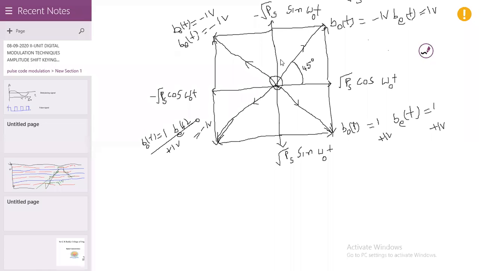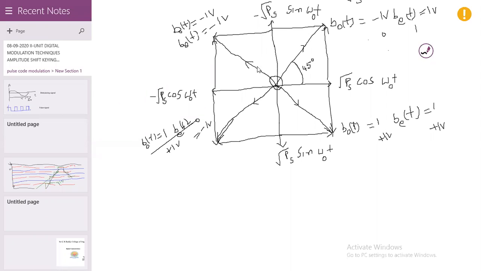And here for the first symbol, this is a 0 1 combination. 0 1 is the symbol combination. The carrier signal is shifted by 45 degrees from the actual carrier signal. Let us assume this is the actual carrier. If 0 1 is transmitted, the carrier is shifted to 45 degrees.